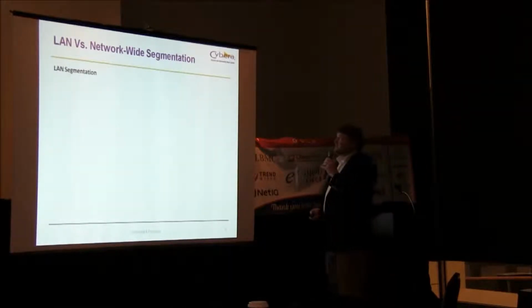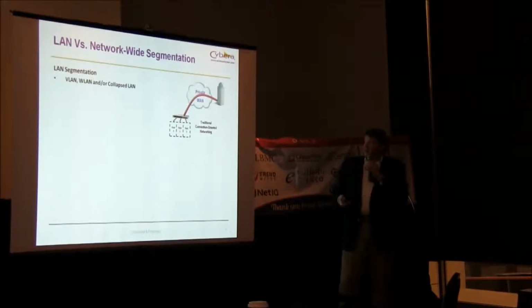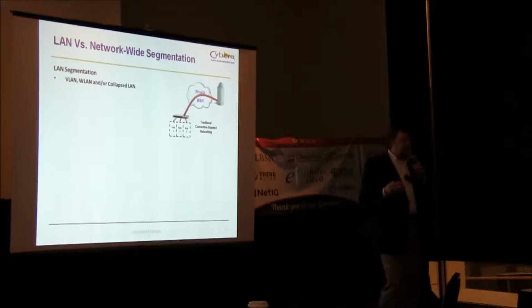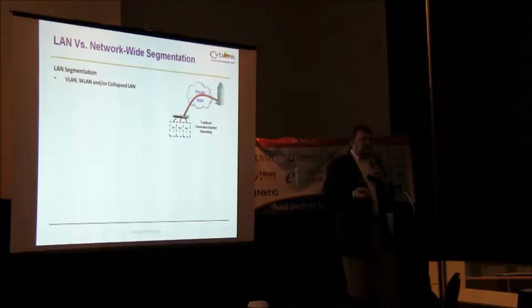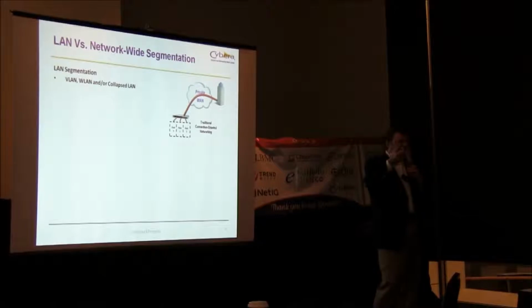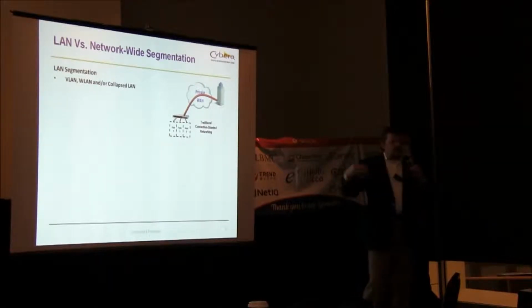So LAN segmentation versus network-wide segmentation. All right, today LAN segmentation is done through VLANs, wireless LANs, or collapsed LANs. And collapsed LANs being a device or a router or a system that's directly connected to the access firewall and either statically IP address defined to it or pulling DHCP from that router. So it's not a broader, dynamically routed LAN.